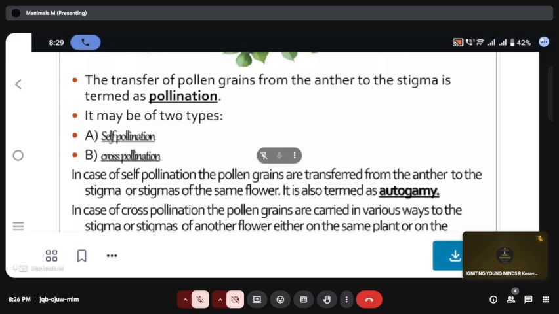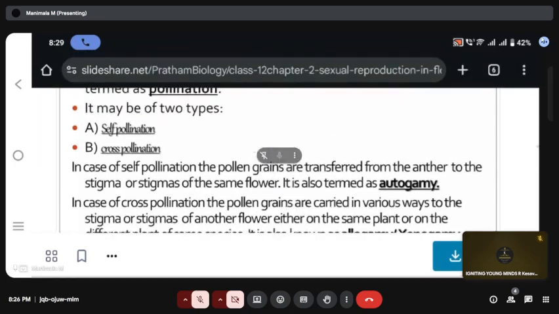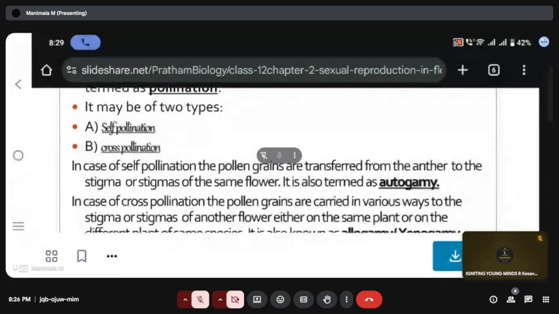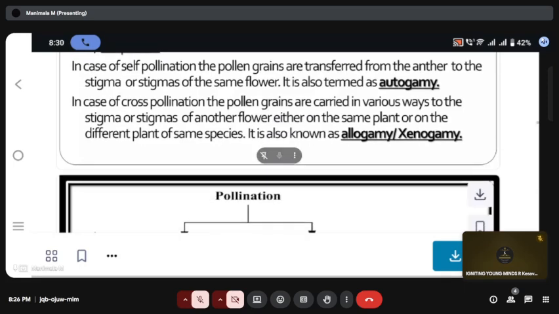So what do you mean by cleistogamy? You know that self-pollination is also known as autogamy. What is autogamy? The transfer of pollen grains from the anther to the stigma of the same plant, or the same flower also. It is termed as autogamy.